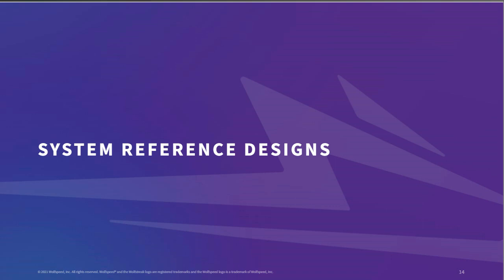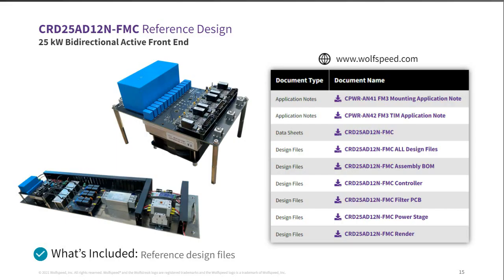So now on to the system reference designs. We've covered the board level and the dynamic evaluation kits, and now we'll transition to these more system level designs, which encompass all the lessons learned from the evaluations that could be done with the previous two categories. The first one I'll cover, so these will be our power module reference designs, is the 25 kilowatt bidirectional active front end reference design.